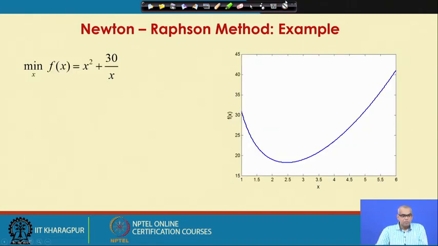Now, let us take an example, f x equal to x square plus 30 by x. This equation we have used before as well. We know the minimum is bracketed somewhere between 2 to 3. So, let us now try to solve this problem using the Newton-Raphson method.